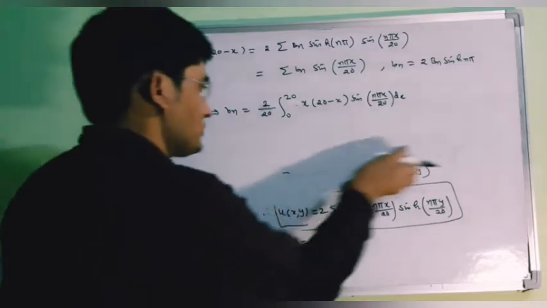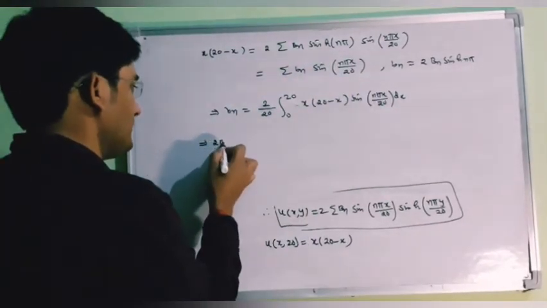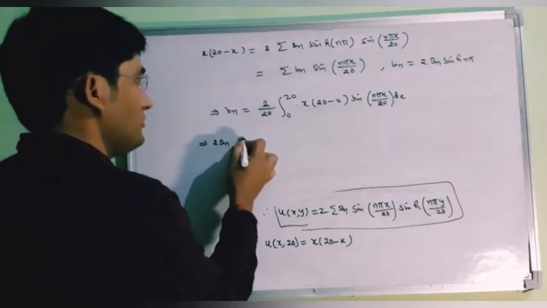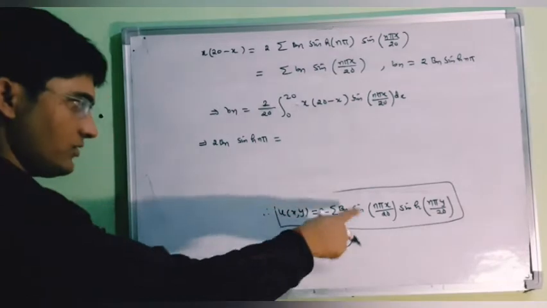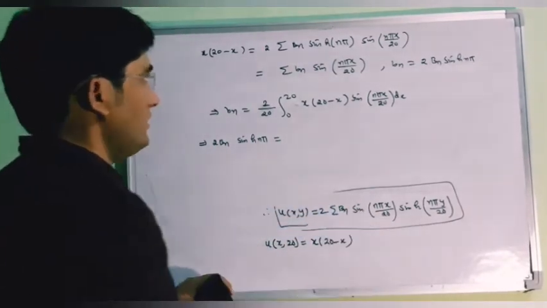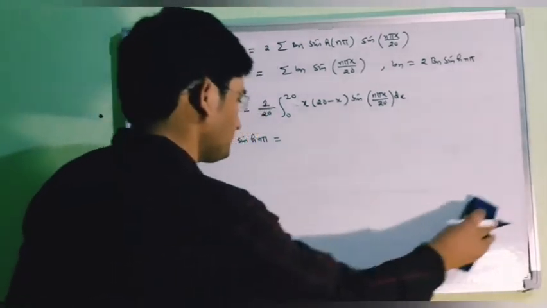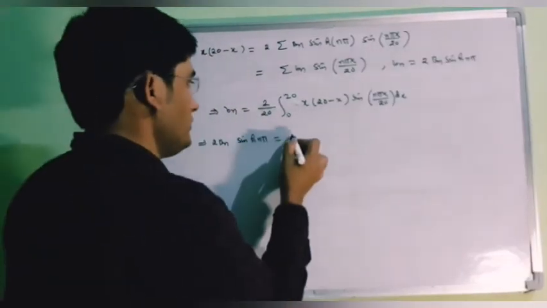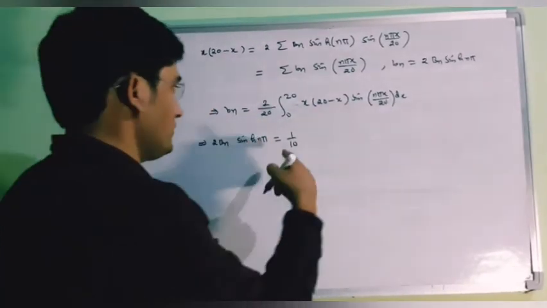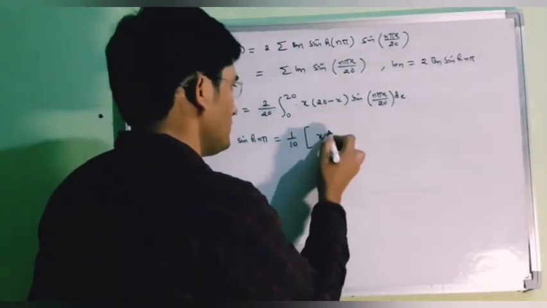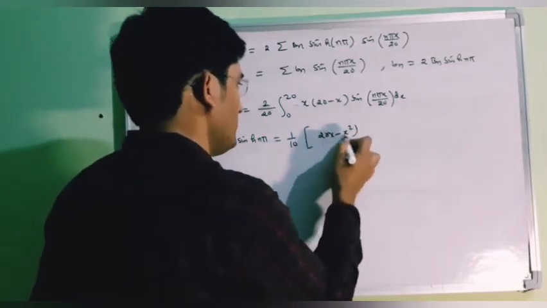Okay, so now bn will be 2 times bn sinh n pi. So this is your solution, and we will need the solution later on. This will be your 1 upon 10. Now let us integrate this term. So integrating this term, we will have x into, we can write it as 20x minus x square.